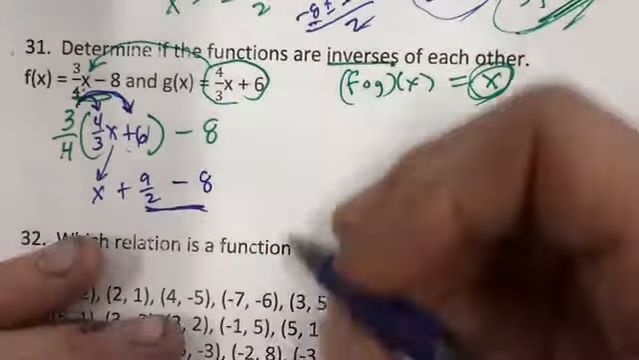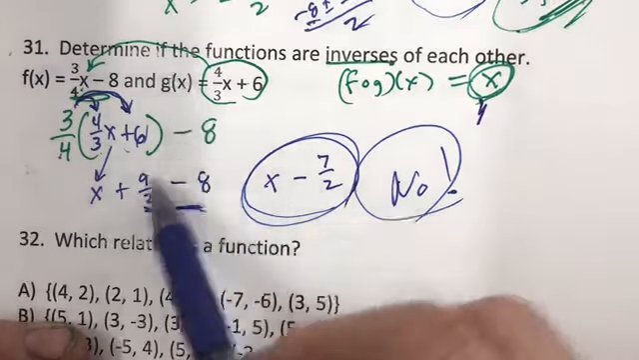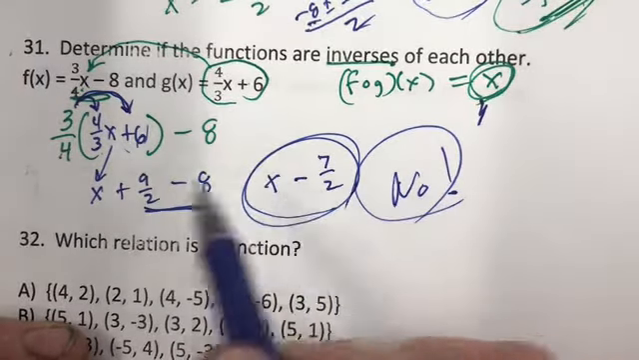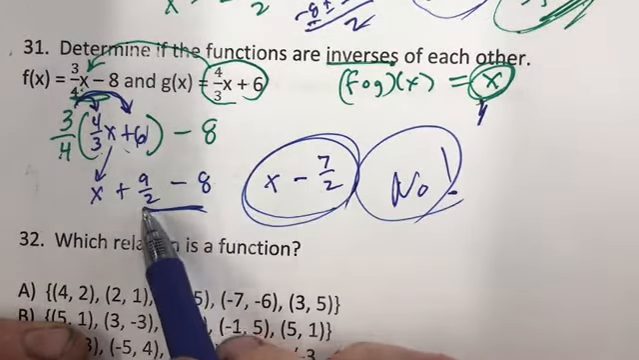And look here, that's what I get when I simplify, and I don't get just x. This is a big fat no. They're not inverses. I've got to get just x. This right here should have been an 8. If this was 8, then 8 minus 8 would have canceled, and it would have been just x. But it wasn't an 8.